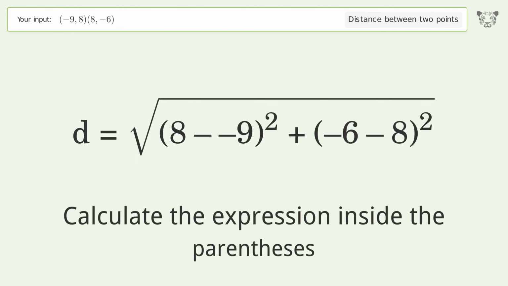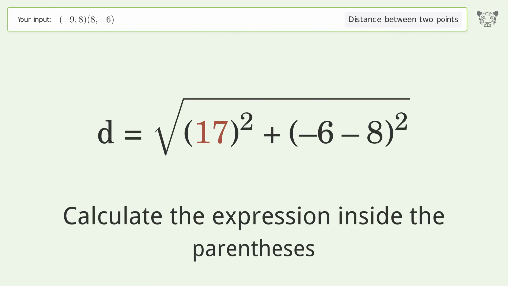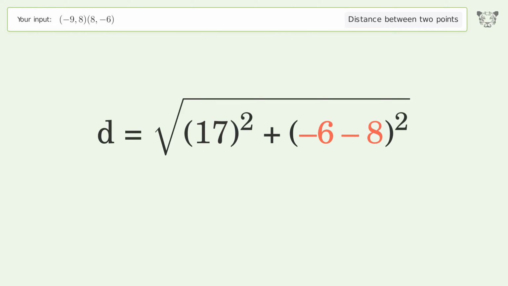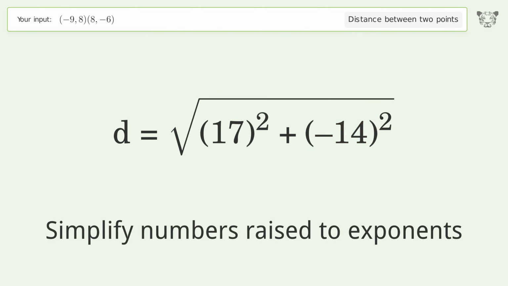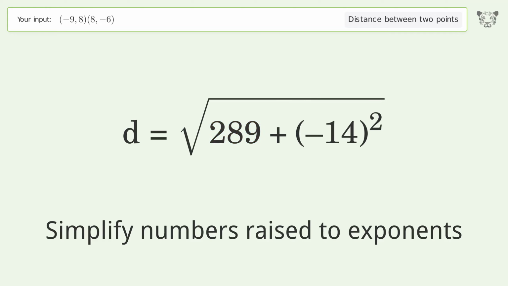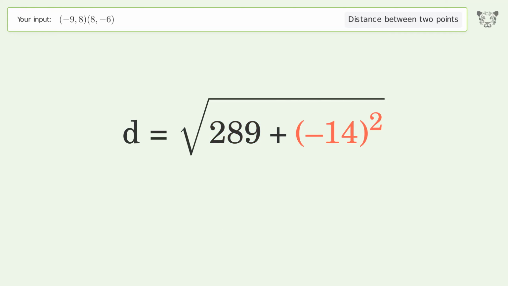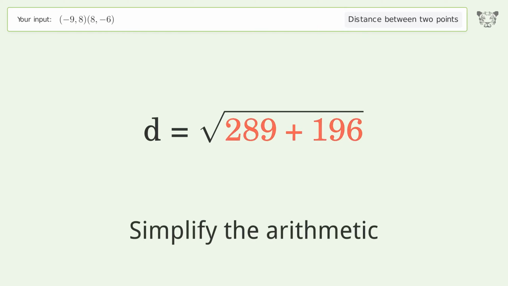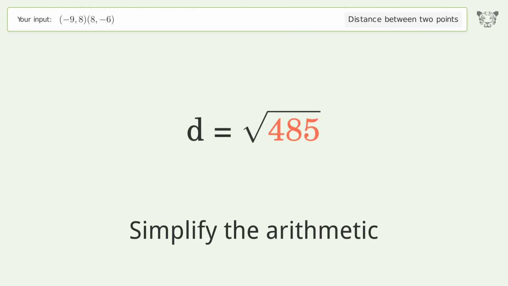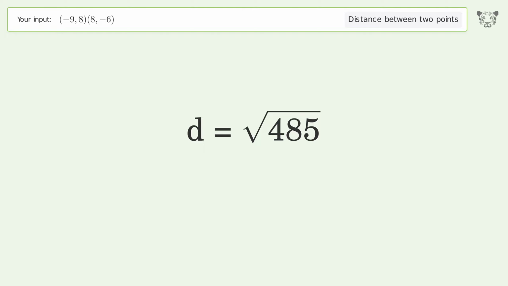Calculate the expression inside the parentheses. Simplify numbers raised to exponents. Simplify the arithmetic. And so the distance between the 2 points is the square root of 485, or 22.023.